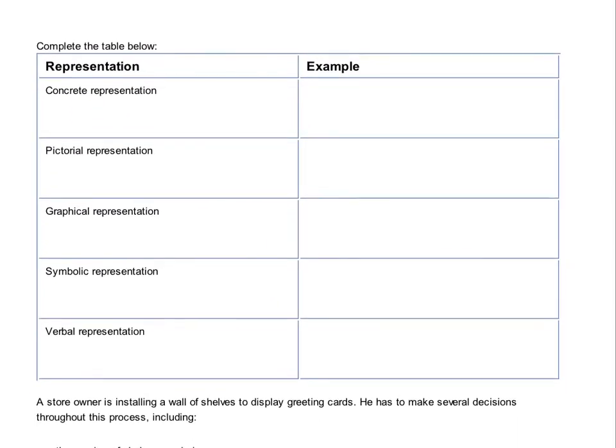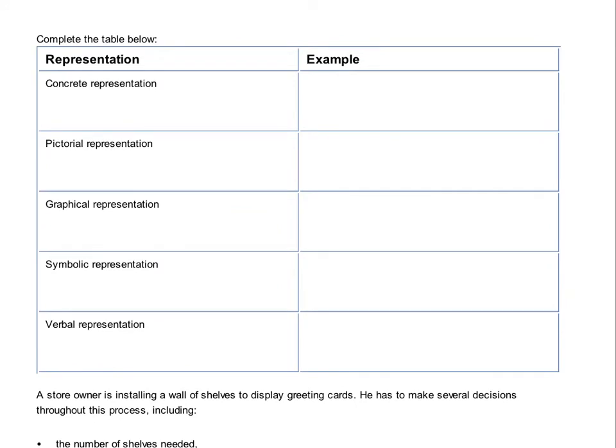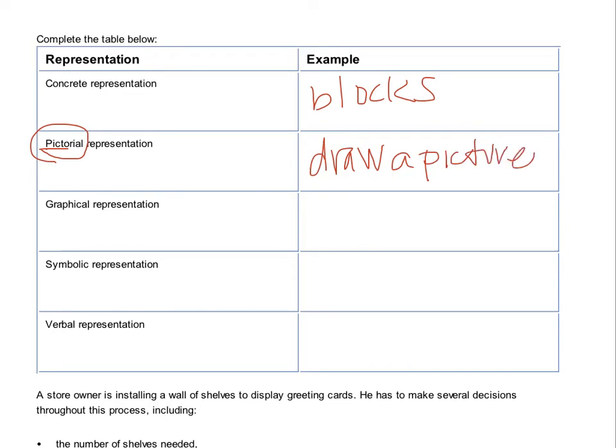So, we've already talked about a concrete representation. An example of a concrete representation would be something like using blocks. A pictorial representation. Well, if you think about the word pictorial, the root word in there is picture. And so that would be drawing a picture. A graphical representation would be a bar graph or a pie chart, because it's a graph of some sort.